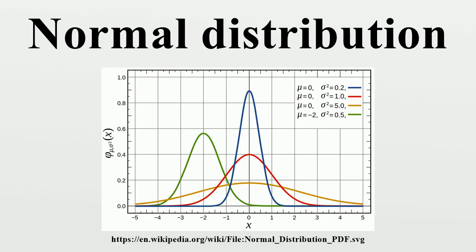Cramer's theorem implies that a linear combination of independent non-Gaussian variables will never have an exactly normal distribution, although it may approach it arbitrarily closely. Bernstein's theorem states that if X and Y are independent and X plus Y and X minus Y are also independent, then both X and Y must necessarily have normal distributions.